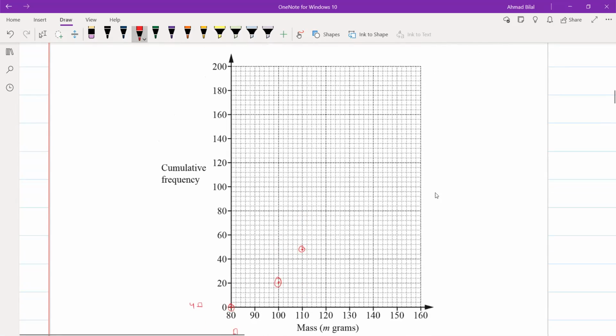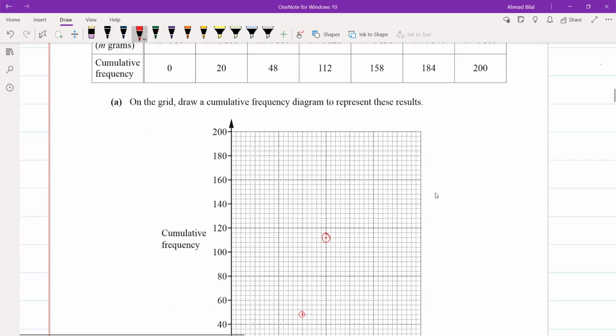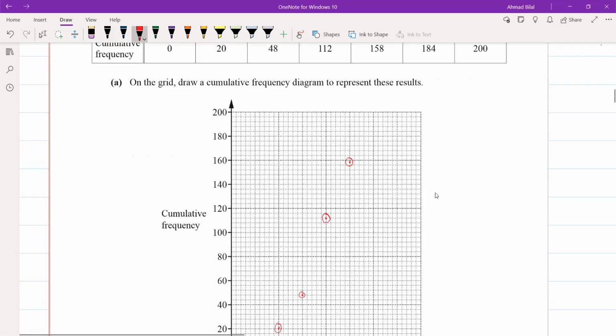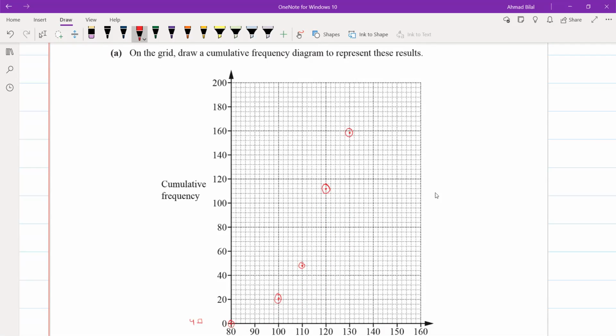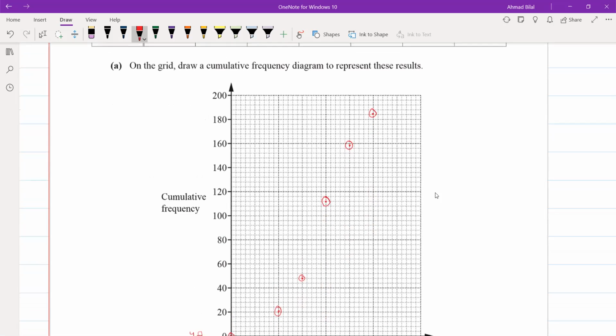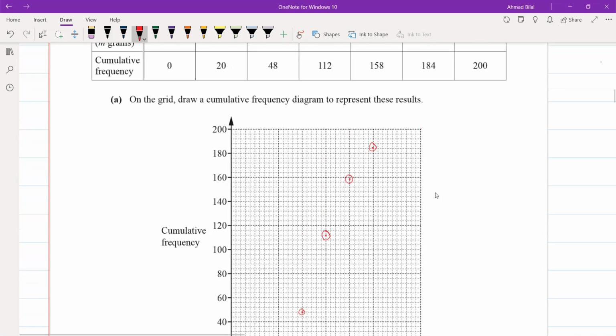120 पे you've got 112. That's going to be here. 130, 158. 130 पे you've got 158. That is right here. 140 पे 184. That's right here. And 160 by 200, so that's that point at the top corner. So these are the values that you have. Okay. Now what do we do now?